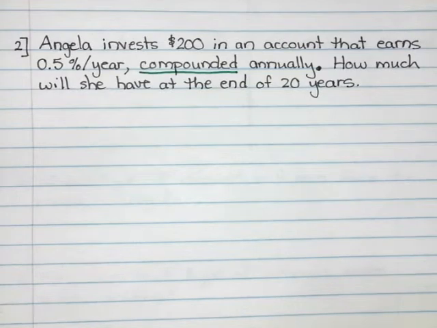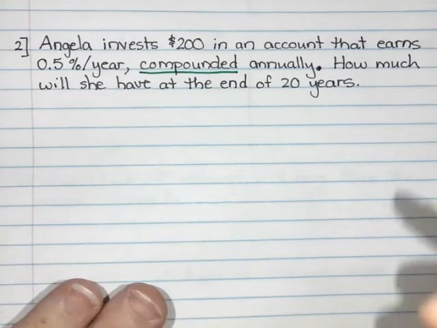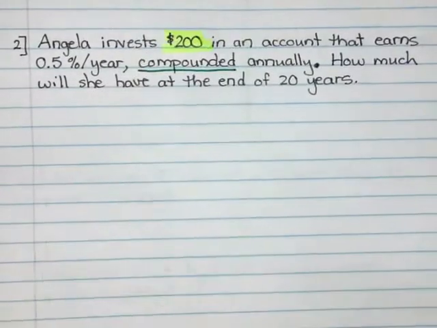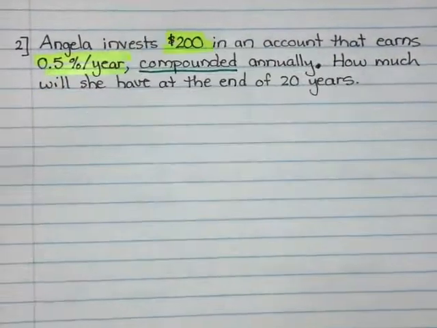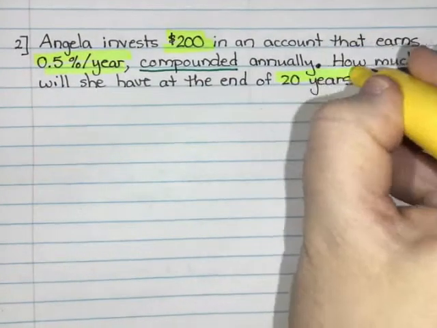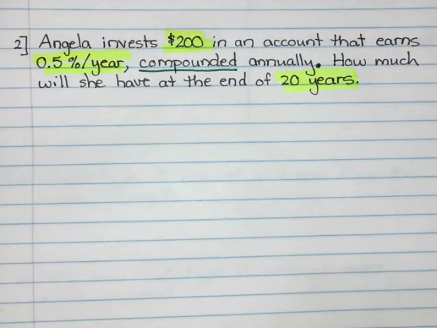The second thing I'm going to do is go through and highlight all of the important information. So she is investing $200. She's getting 0.5% per year, and she's investing for 20 years. 200 years, can you imagine? That's a really long time.